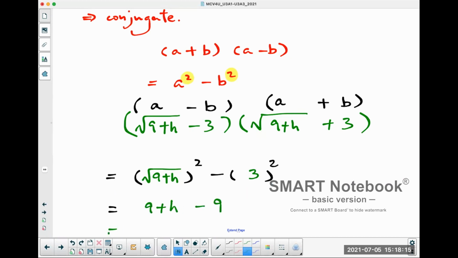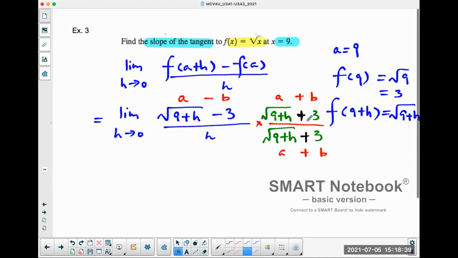And what do you get when you do 9 plus h minus 9? Everything cancels out. You're left with the letter h. That's it. It may seem very complicated initially, right? But when you expand it, a squared minus b squared, all you're left with is just the letter h. So the numerator, everything multiplied, is the letter h. Why is h important? Well, because I need to cancel with this h. I have to have an h to cancel with it.